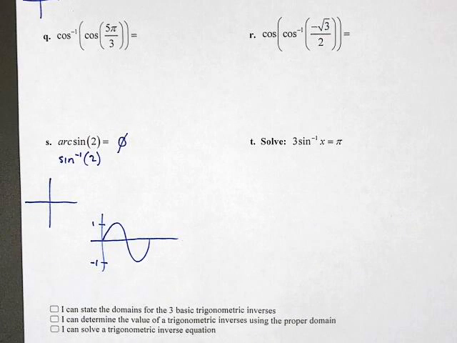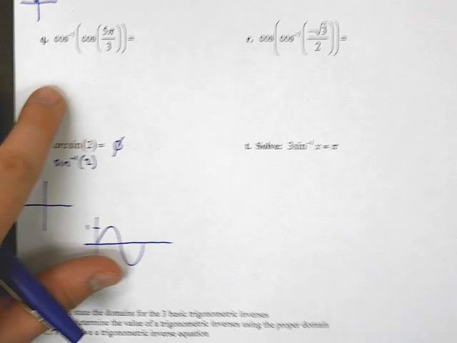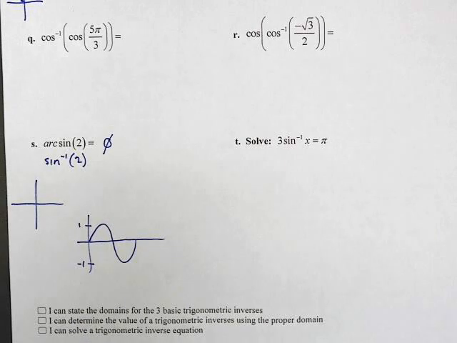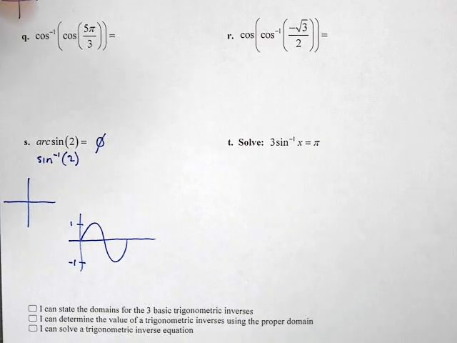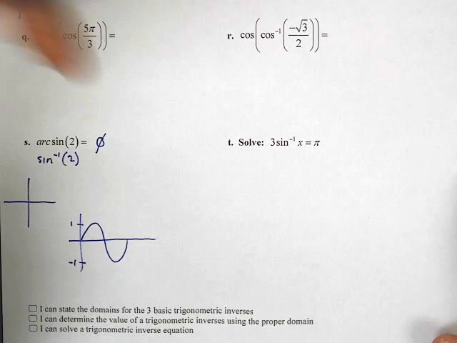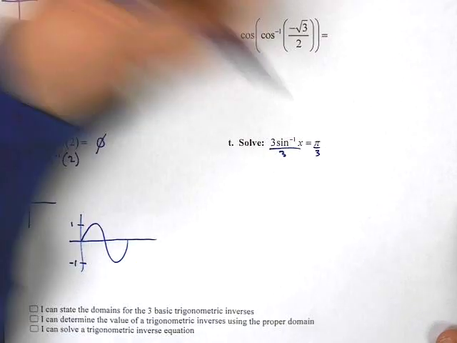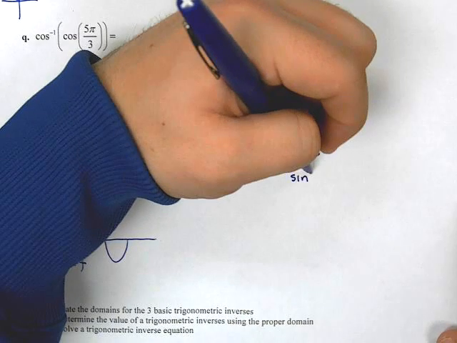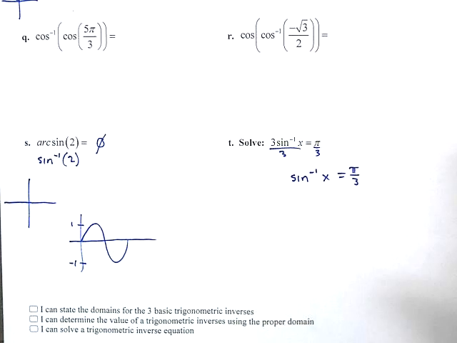Now this last one, a solve problem, this is good practice. We're going to be doing quite a bit more of this. And for this idea, well, the first thing we have to do is we're trying to peel back all the layers to solve for x, right? So the first thing we'd have to see is, well, I have 3 sine inverse x. I'm going to first need to divide by 3. So now I have inverse sine of x equals pi over 3. So that's a good start.